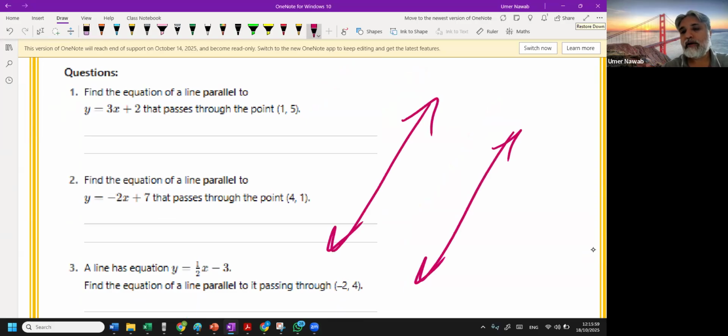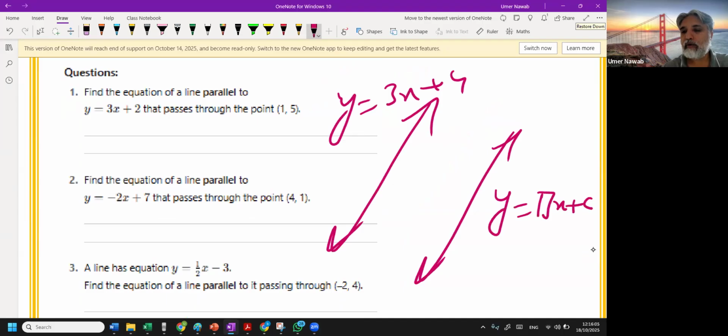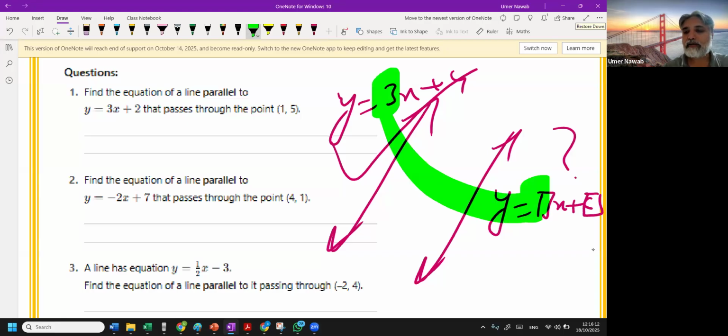How can I find the equation of a line when it is parallel to another line? Very good. Like y is equal to 3x plus 4, and I want to write the equation of this line. This line is given to me. I can easily borrow the gradient because these two lines are parallel, then their gradients must be the same. If this is 3, this has to be 3. C will be found later, but gradients are equal, not the y-intercepts. Gradients are equal.